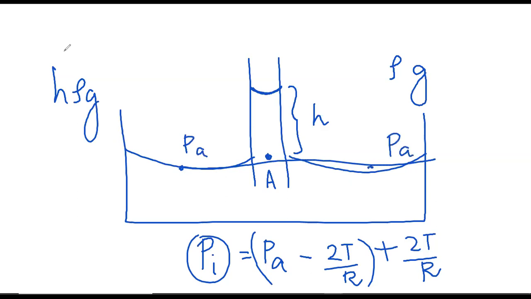Isn't it, children? It has to become equal to PA. So that means this h rho g, which was gained by the liquid by rising up the capillary tube, should be equal to 2T by R. So the height gained by the liquid will be in such a way as to balance the difference between the internal and the external pressure. That means my h rho g becomes equal to 2T by capital R.